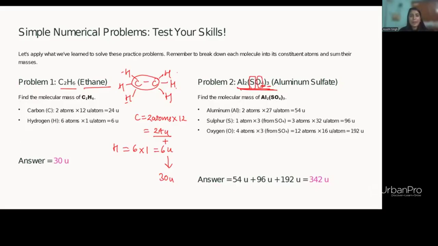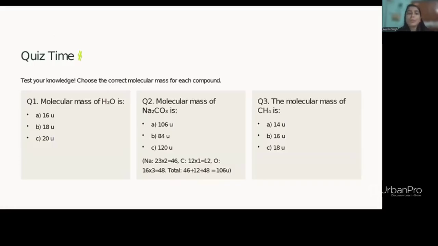Then we have a few questions which you can try for yourself and let me know if you have any trouble in that. Question 1: the molecular mass of water would be 16U, 18U, or 20U. I think this is clear. This should stay in your head because it's a very easy one.